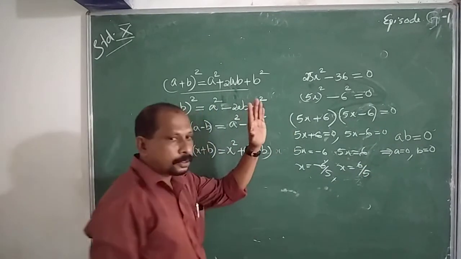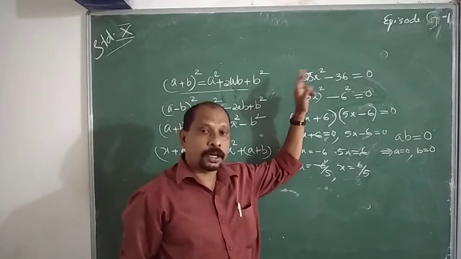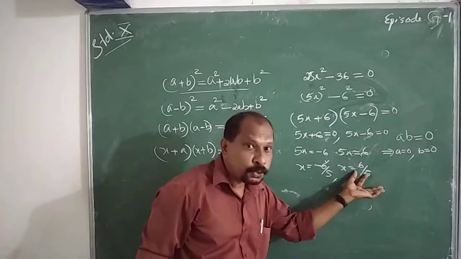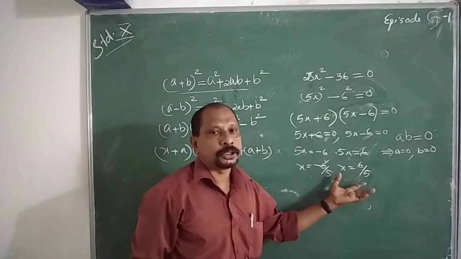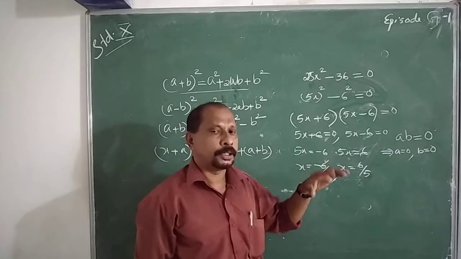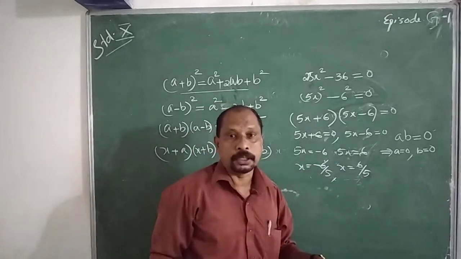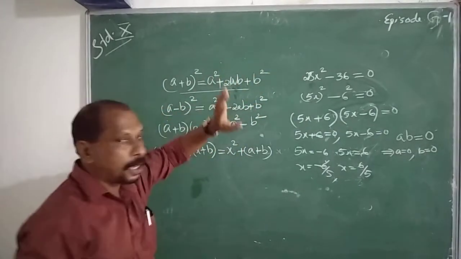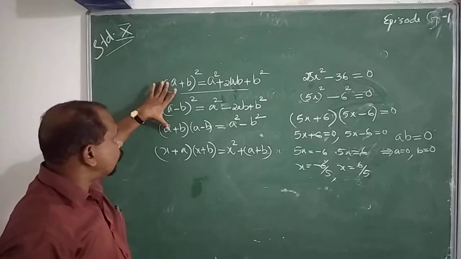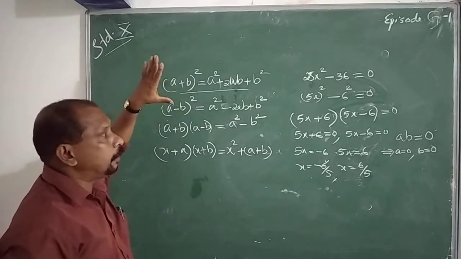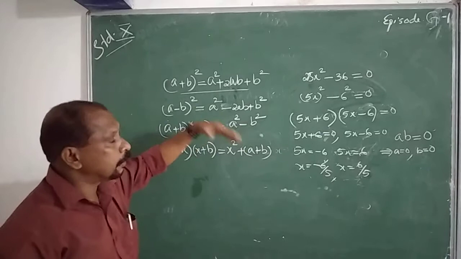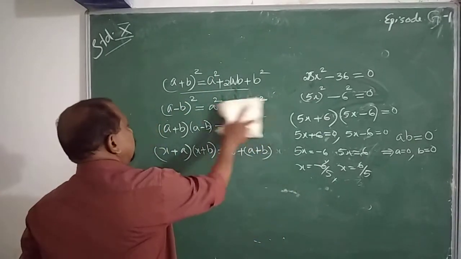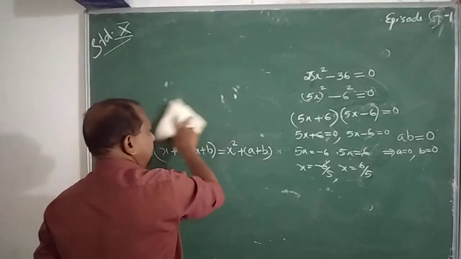That means if the given quadratic expression is of the form a square minus b square, there are two values with the same magnitude, that is 6 by 5, one positive and the other negative. They have the same magnitude and differ in sign. Therefore, we can use these first three identities for the solution of a quadratic equation by the factorization method. Then consider another three examples.